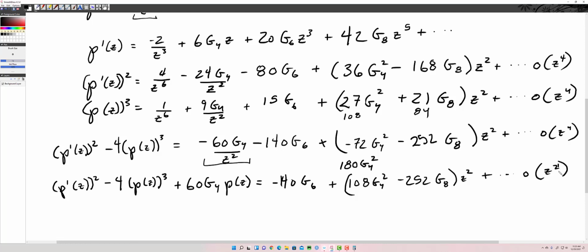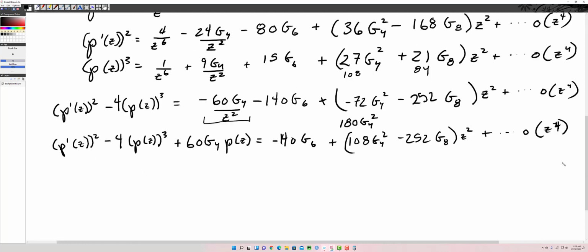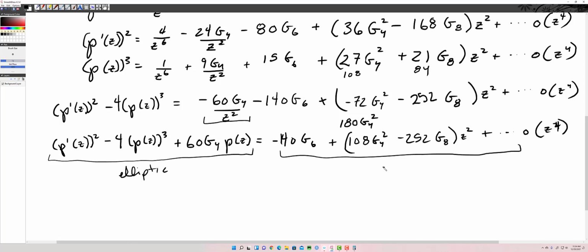Okay, and all of this stuff is order 4 or higher. So look at this for a second, though. Here we've done algebraic manipulations on an elliptic function. So this side is elliptic. This is equal to this, and it's elliptic, so this side is elliptic. But this doesn't have any poles.